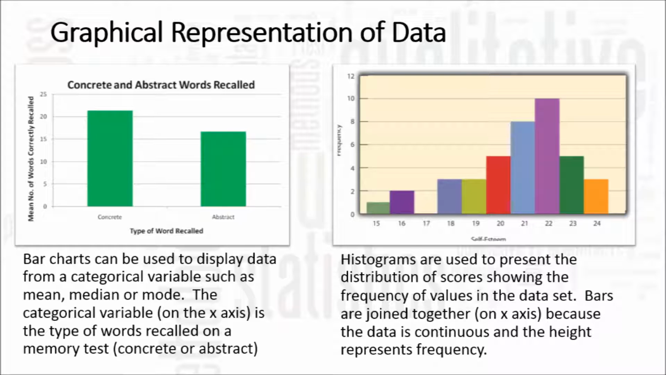So for instance, in this example, you've got a scale which is to do with self-esteem, and that scale runs from 15 to 24. And then you've got frequencies, so how many people rated themselves, for instance, on that specific number. And that gives us an idea of frequency, and it gives us an idea of the spread of the data, and we can tell a lot.